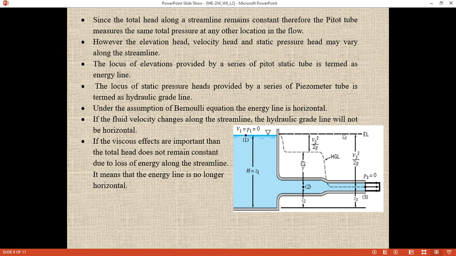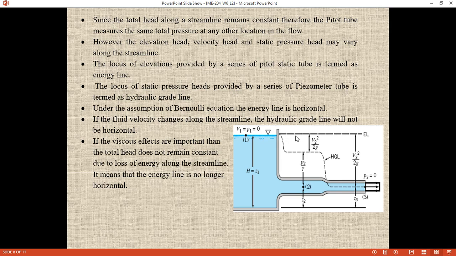constant. So here we can say that if the viscous effects are important, if you are considering the viscous effect, you are considering the losses, so what will happen in that case, the total head does not remain constant. The energy will be lost, that means energy is being lost. In that case, the energy grade line will not be constant.